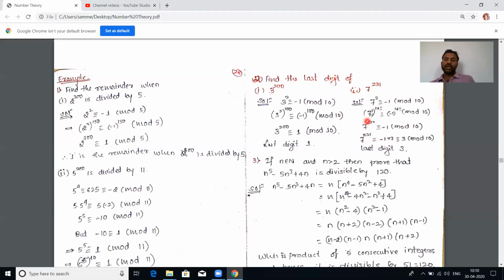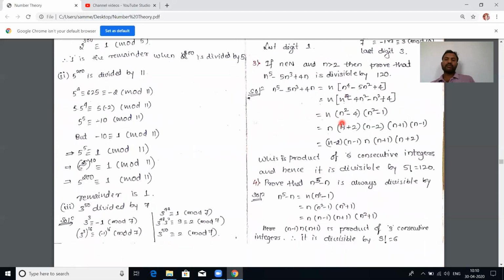Next, what we need is 291, so multiplying by 7 on both sides. On the left side we get 7 raised to 291 is congruent to minus 1 into 7, that is minus 7, modulo 10. So minus 7 is congruent to 3 modulo 10. So therefore the required last digit is 3. Whenever they ask for the last digit, we have to find the remainder when we divide that number by 10.